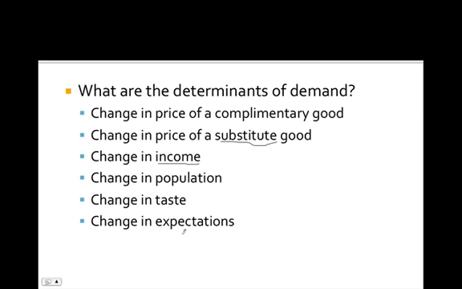Finally, change in expectations. If we hear, for example, that it's going to be an extremely rainy summer, we might demand what kind of goods? Umbrellas, raincoats, and we might demand less sunscreen, for example. So expectations, as Easter's coming up, our demand for Easter chocolate increases.